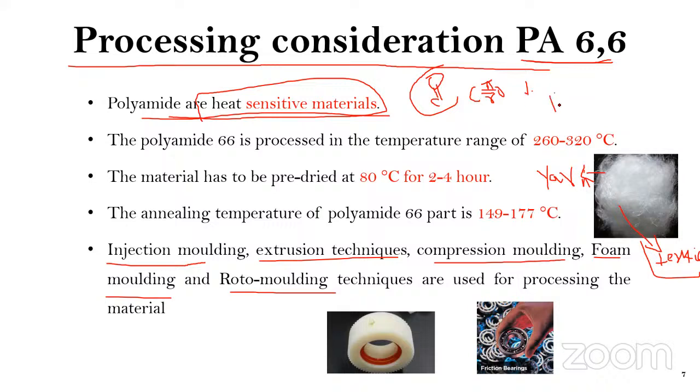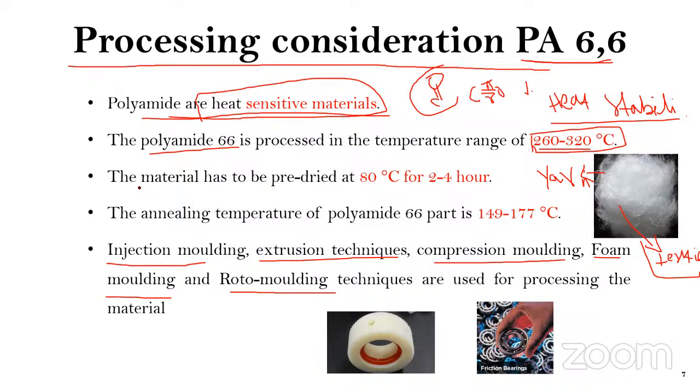So here we can use additives known as heat stabilizers. All kinds of heat stabilizers can be used, like TiO2, different kinds of heat stabilizers that are generally available in the market. So for processing of polyamide, we can use a heat stabilizer as they are heat-sensitive materials. This polyamide 66 is also processed in the temperature range of 260 to 320 degrees Celsius. This is your processing temperature.